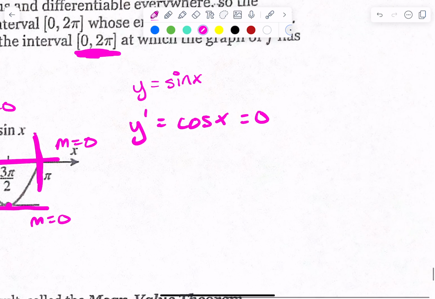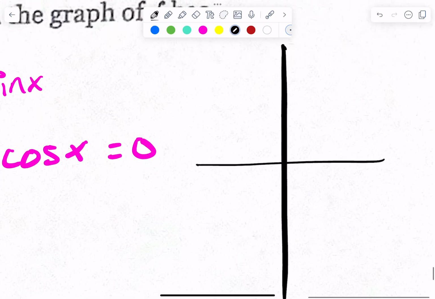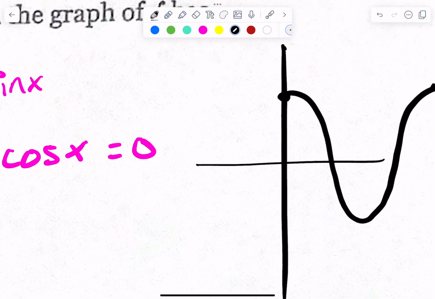Cosine is 0 at a lot of places. If you want to look at your unit circle, you can. But cosine starts here, goes down, and comes back up, right? So 2 pi is here, 1 pi is right here, here is at pi over 2, here is at 3 pi over 2. So it is hitting 0 at pi over 2 and 3 pi over 2.